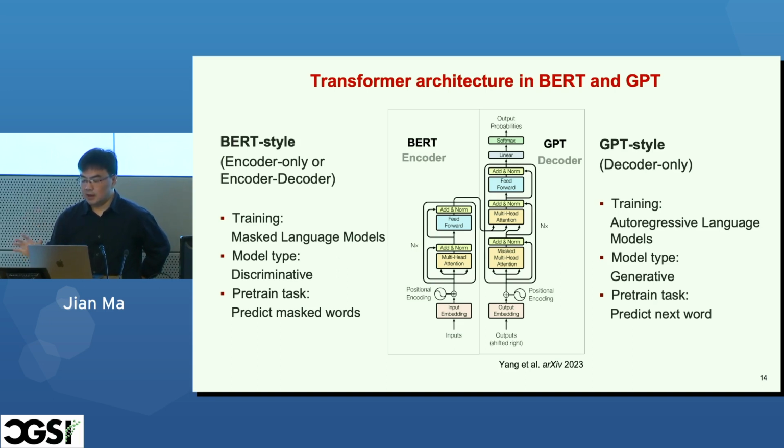For GPT style, it's a bit different. It's called autoregressive. It means that it tries to predict the next word using the words prior to that. Right? So if you have a sequence and you see the words that are prior, you try to predict the next word based on what you have previously. And then the model is generative, so the task is to predict the next one.